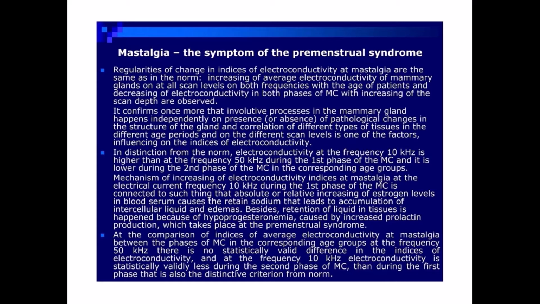Besides, retention of liquid in tissues happens because of hypoprogesteronemia, caused by increased prolactin production, which takes place at the premenstrual syndrome. At the comparison of indices of average electroconductivity at mastalgia between the phases of MC in the corresponding age groups at the frequency 50 kHz, there is no statistically valid difference, and at the frequency 10 kHz electroconductivity is statistically validly less during the second phase of MC than during the first phase. That is also the distinctive criterion from norm.